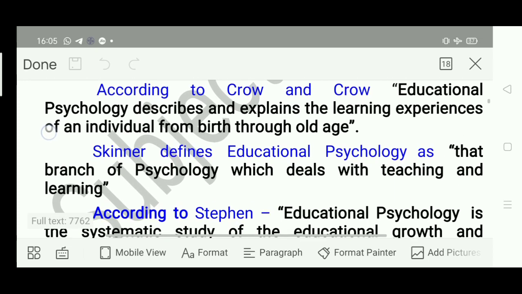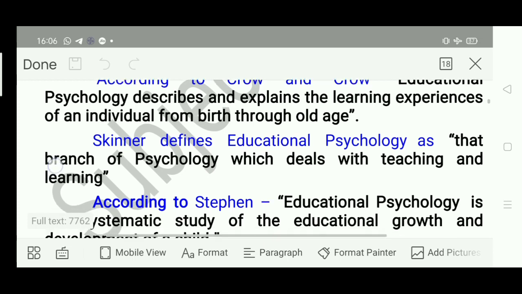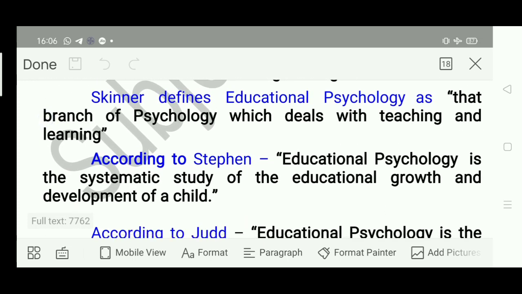Great educationist Skinner defined educational psychology like this: that branch of psychology which deals with teaching and learning is known as educational psychology. According to Stephen, educational psychology is the systematic study of educational growth and development of the child.